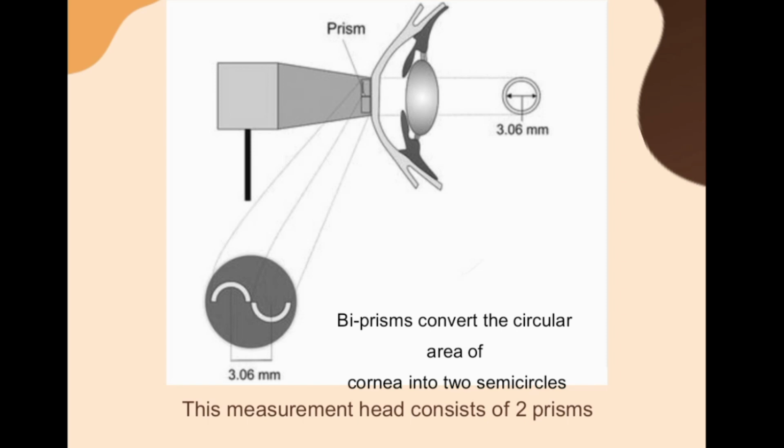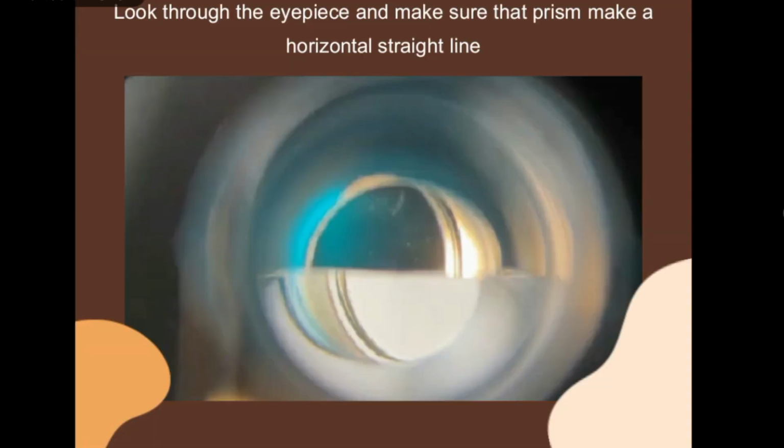So this measuring head or measuring tip consists of two prisms which will convert the central circular surface of the cornea into two semicircles. Now what is the use of the semicircles? First of all, before moving into the detail of how you are going to see the semicircles, you should know how you are going to view them, how it will work.